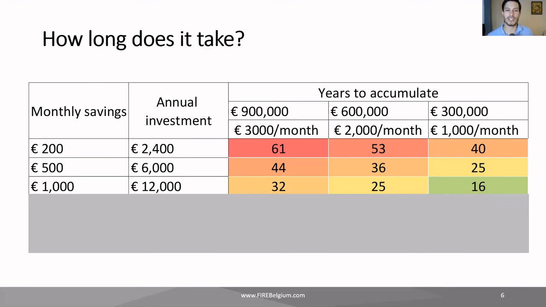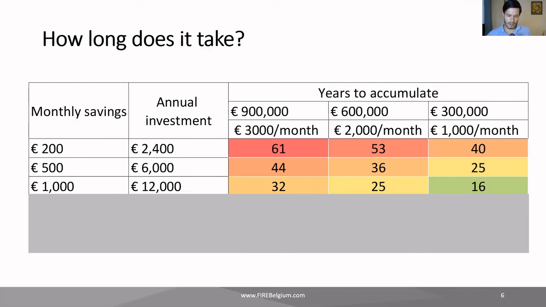And something that's quite interesting to see here is that let's imagine someone is living on 2,000 euros a month, right? And not saving anything. That would mean an infinite timeline to financial independence. And all of a sudden that person managed to save 1,000 euros a month. So live on 1,000 euros a month and save the other 1,000 euros a month. We come down to a time to financial independence of 16 years.